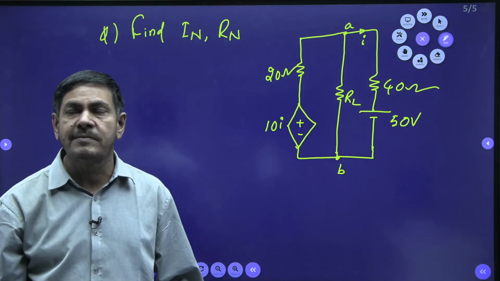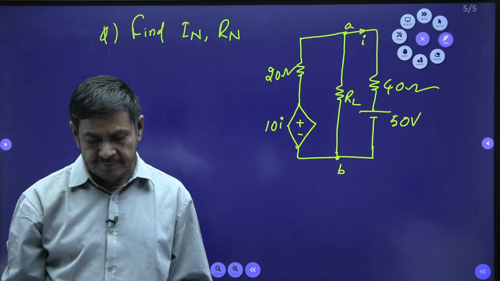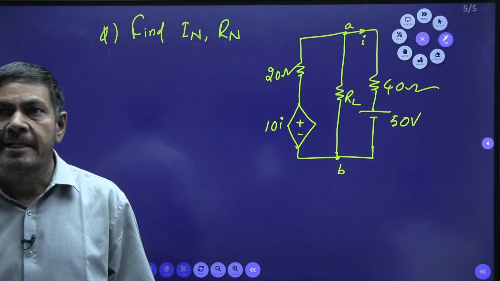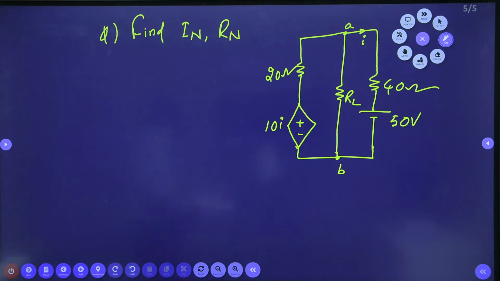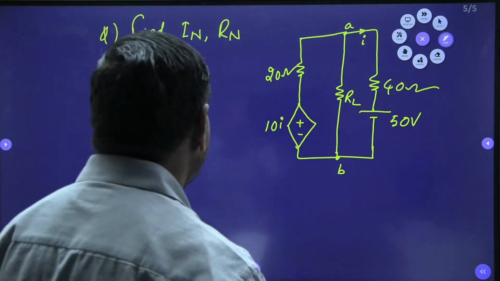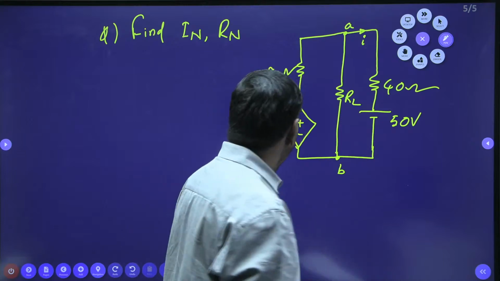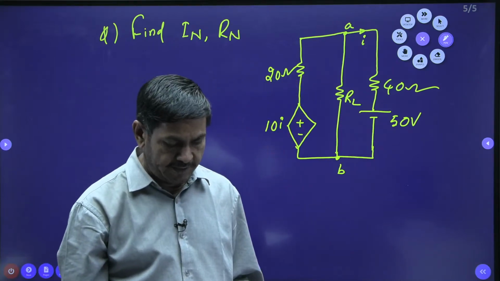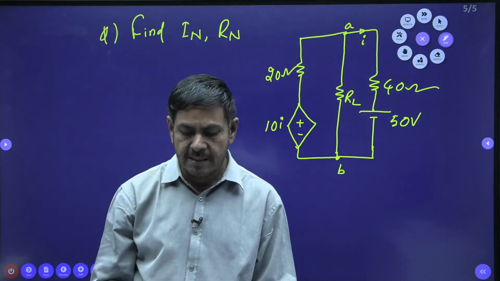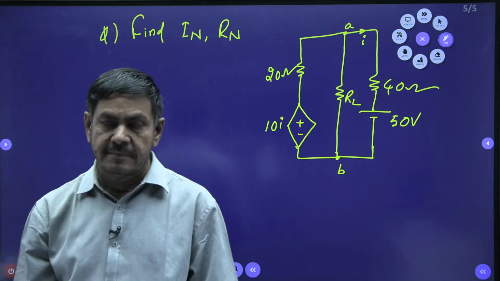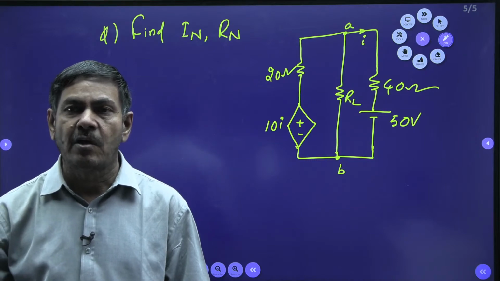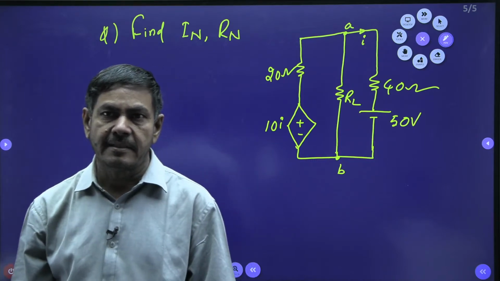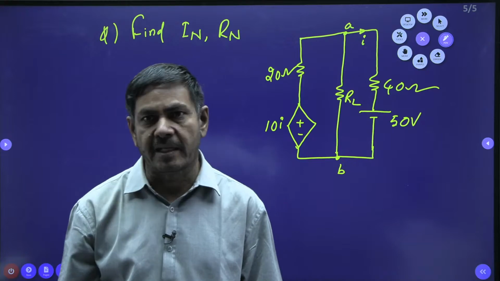Can you try this question without my help? Can you try? Anybody can try this question? But I want to wait. You please try. What is IN? You calculate at first. IN or ISC, both are the same. IN is nothing but the Norton's current, otherwise ISC, short circuit current, both are the same.